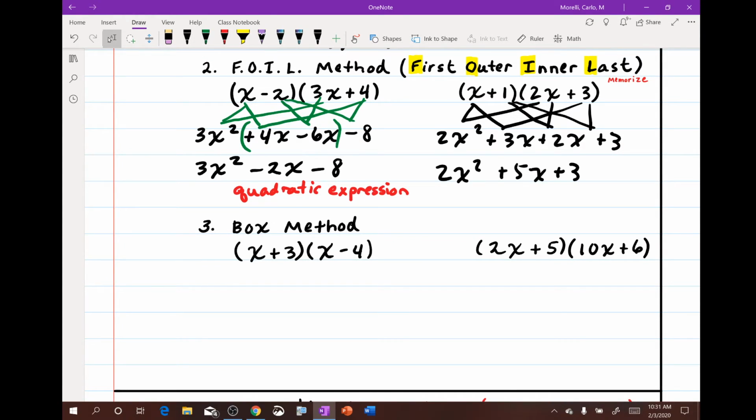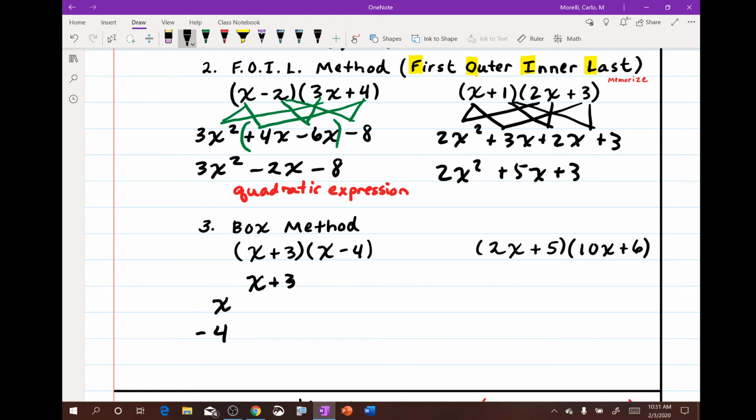Next up is the box method. People either love FOIL or hate FOIL, but everybody loves the box method, okay? Because the box method uses a picture. Here's how you do box method. Everybody's going to love this. Write x plus 3 here, and write x, and then write minus 4.